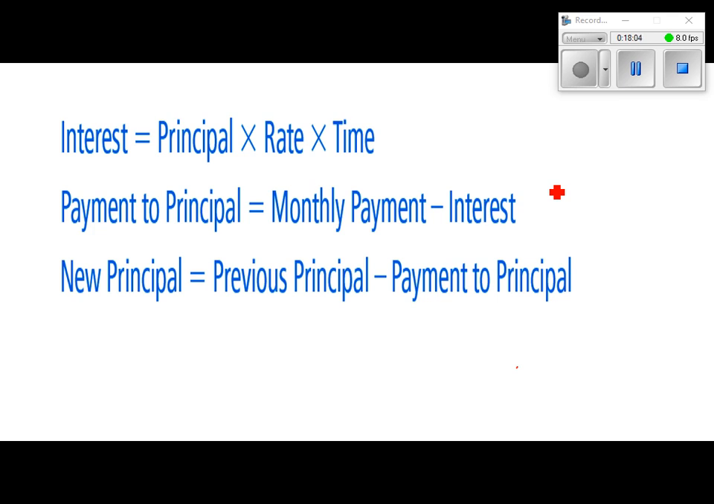Payment to the principal, that's your monthly payment minus the interest, so that's how much of your monthly payment is going towards the actual loan. And then the new principal, you take the previous principal minus the payment. Notice each time here, interest, we need that number, we find this, so we can stick it into that. Then we find the payment to principal, so that we can stick it in right there to find the new principal.